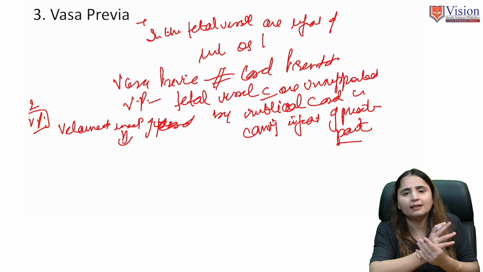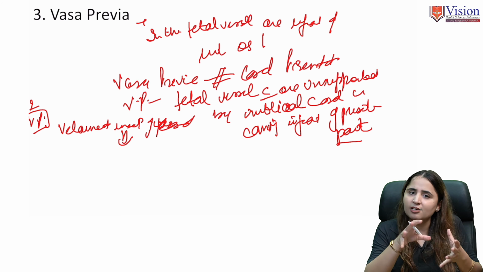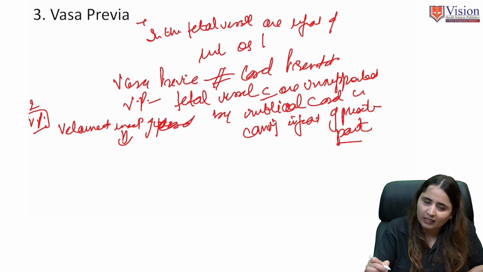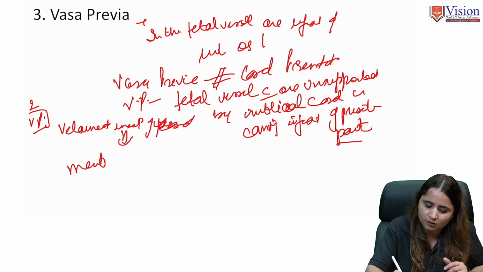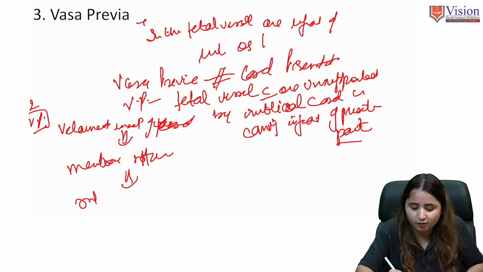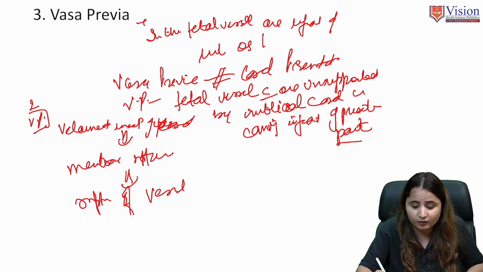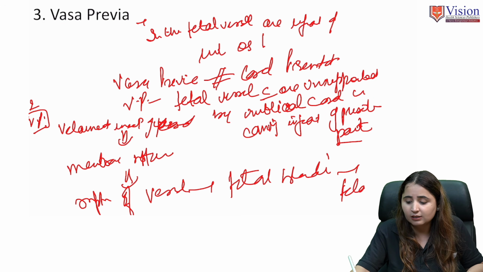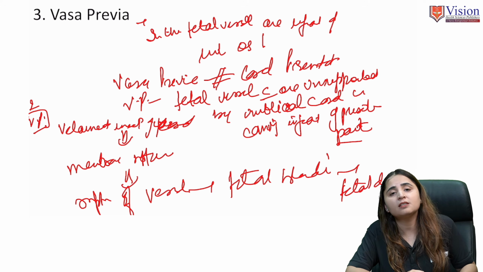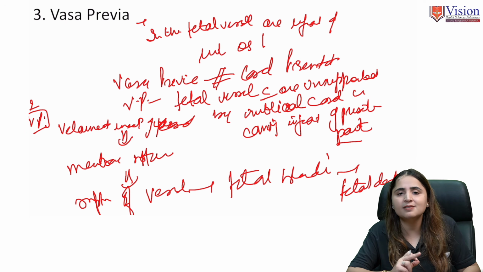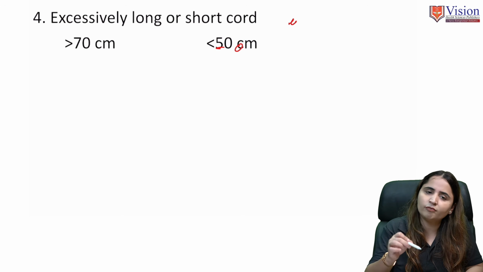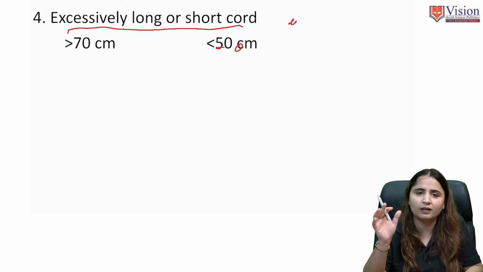In this, we know that the umbilical cord is attached to the membrane, then it is attached to the placenta. So when there is velamentous insertion, when the membrane ruptures, it will lead to rupture of vessels, which will lead to fetal bleeding and fetal death. So perinatal mortality is very high in this case if there is a velamentous insertion of the umbilical cord with vasa previa.